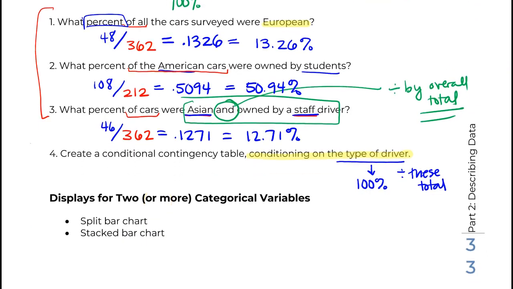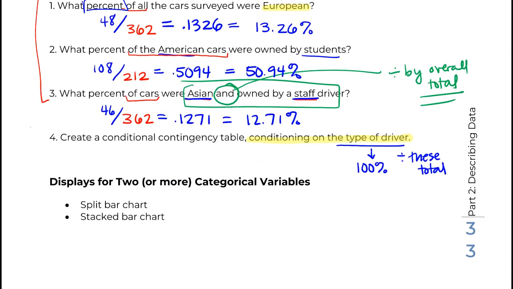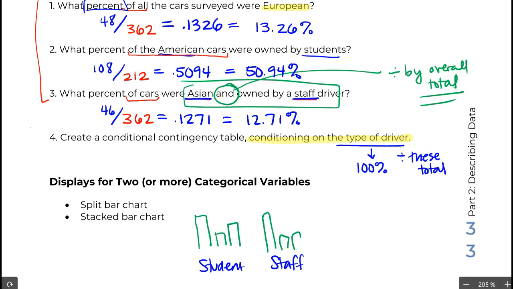The last thing to mention here is just those displays for our categorical variables. We saw the split bar chart. This is like when you would have the student and the staff, like we saw with the race and plea deals, and then the students would have their different types of cars that they have, and same with the staff. It's terrible, but you get the idea.